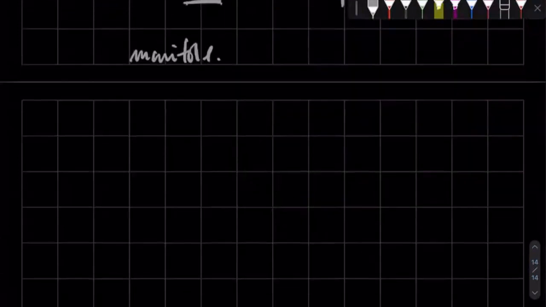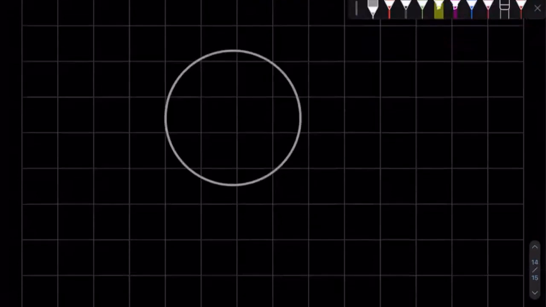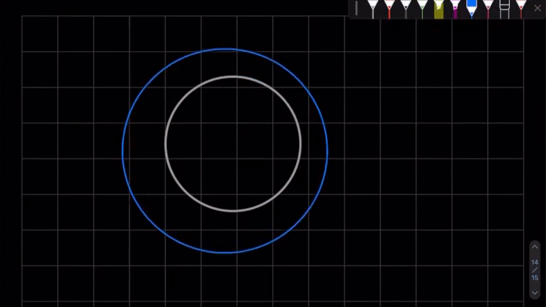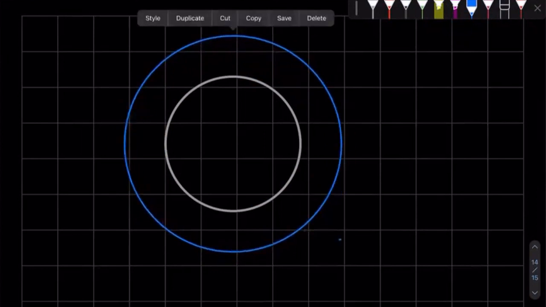All right. So the most simple non-simply connected manifold is actually a circle, because consider a loop on a circle. What is the simplest loop on a circle? It's a circle, right? So let me just draw the circle, the loop over here. That's an example.